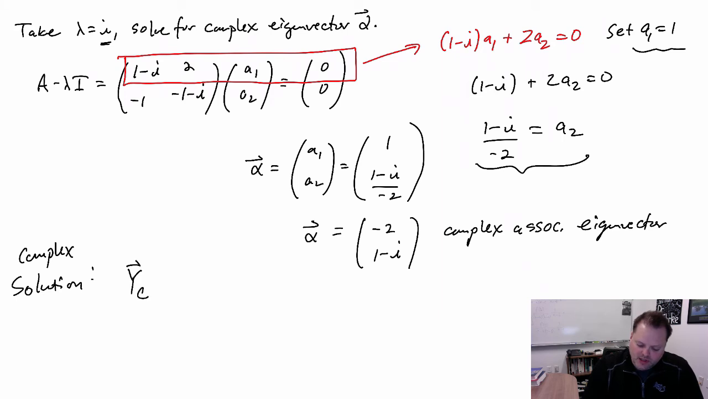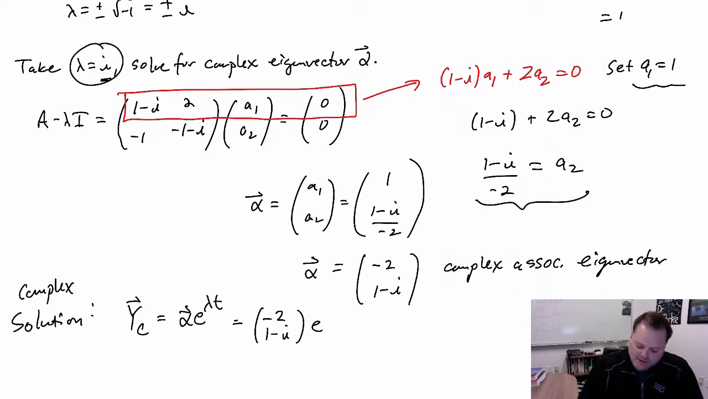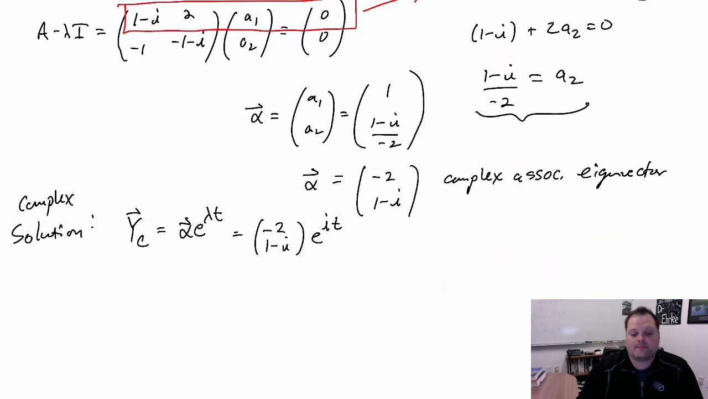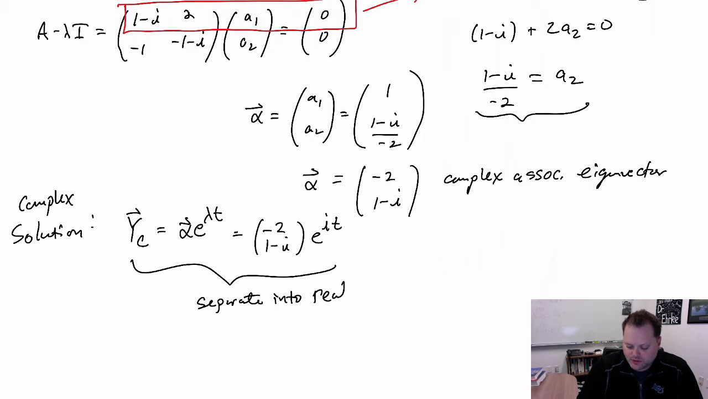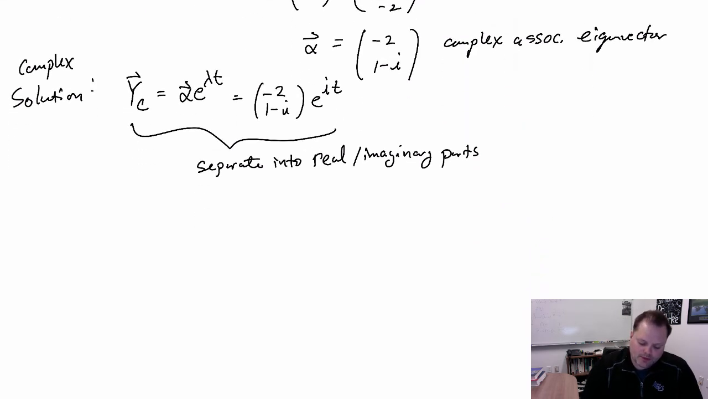What this means is that my complex solution to this problem, and I'll call it y sub c for complex, is alpha e to the lambda t, which is negative 2, 1 minus i, e to the lambda here was i, so e to the i t. Okay, but that is a complex solution. By the previous theorem, we need to separate this into its real and imaginary parts, which we're going to do below.